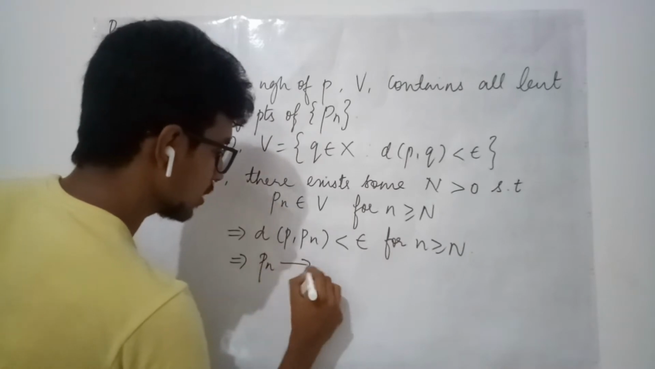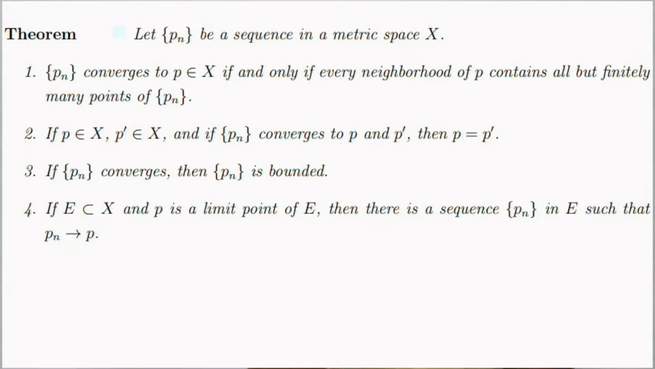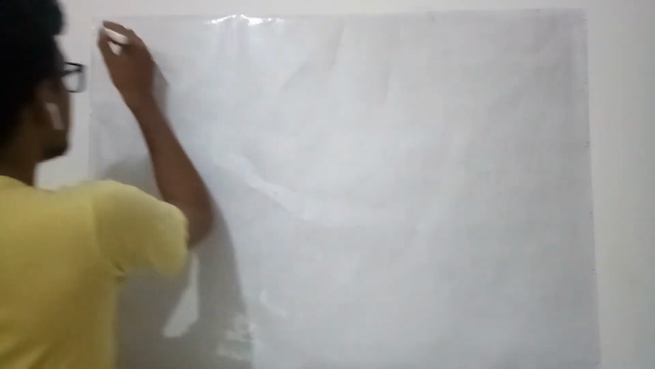This proves Pn converges to P, right? In the second part of this theorem, it tells you that a sequence is convergent if and only if it has a unique limit point. That is, if P and P prime are 2 points to which the sequence converges, those 2 points will have to be the same, which means a convergent sequence will have a unique limit point. That is what we are going to prove here, right?